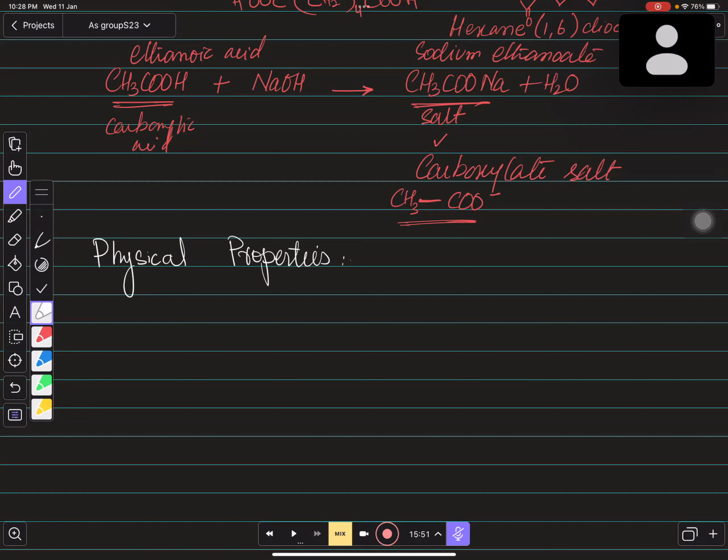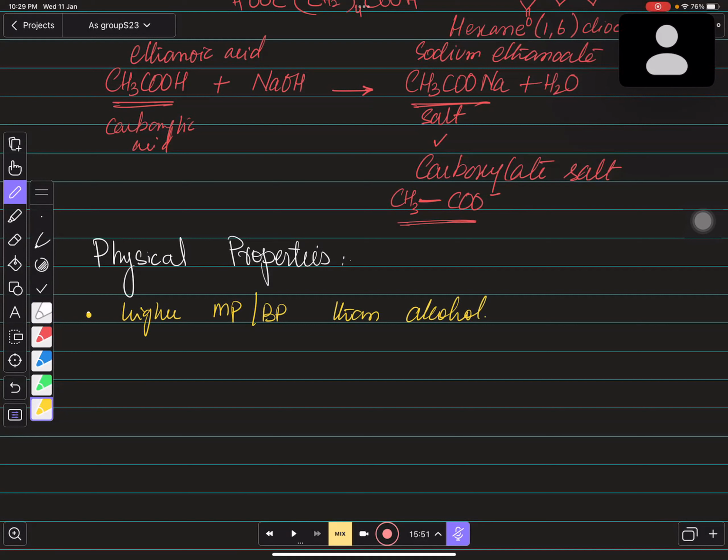Because carboxylic acid has a carbon and oxygen double bond and also a carbon and oxygen single bond, it would have greater hydrogen bonding as compared to alcohols. So the first point to remember is that carboxylic acids have higher melting and boiling points than alcohols. This is the first point that you need to keep in mind.